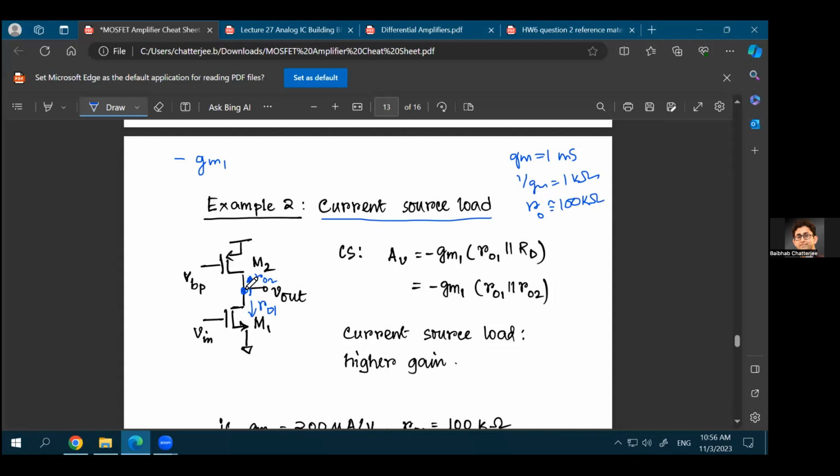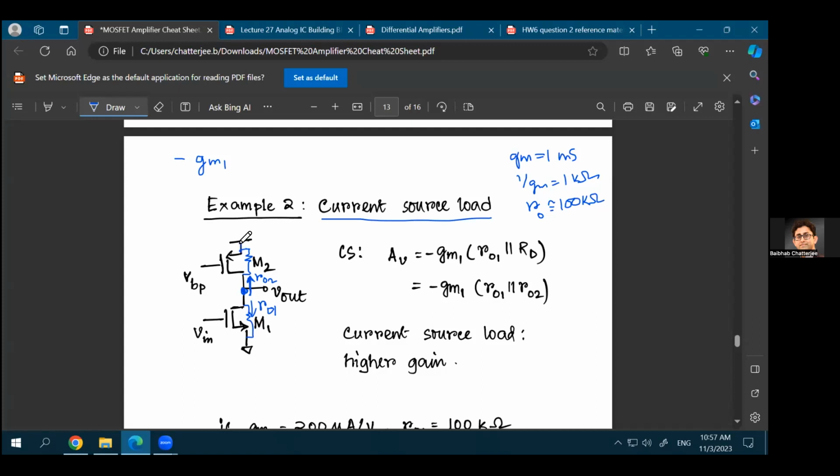If you just draw the small signal model, it will be very clear why RO1 and RO2 are in parallel. But you don't even need to draw the small signal model. Where is this RO2? RO2 is in between the drain and the source of the M2 transistor. RO1 is in between the drain and the source of the M1 transistor. Right? The drains are connected together. That means one terminal of these two resistances is already common. What is happening to the other terminal?